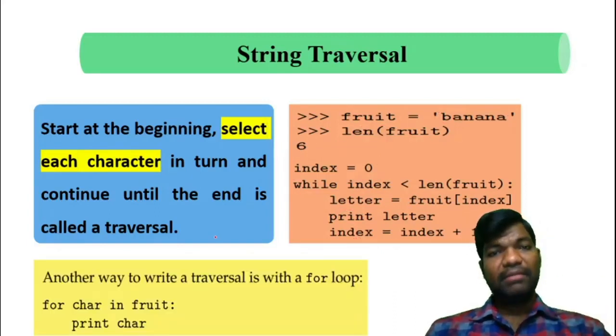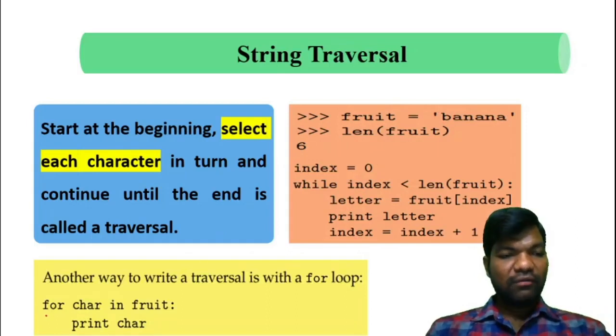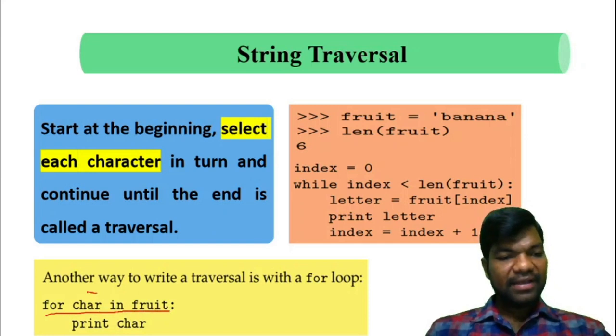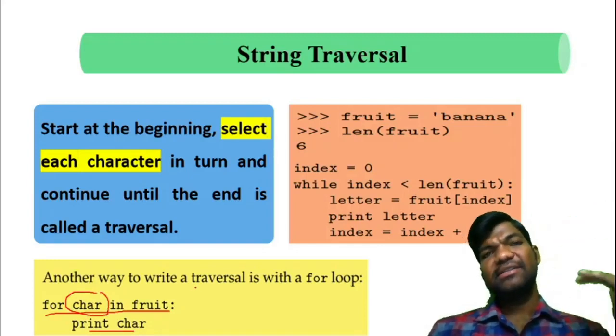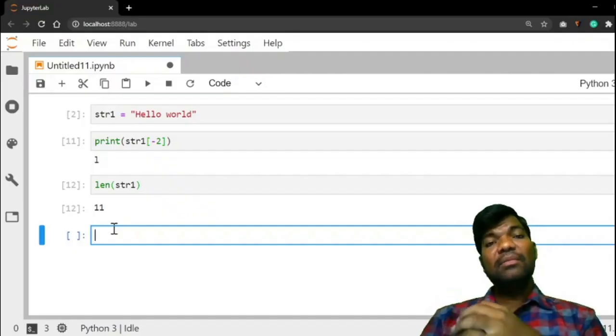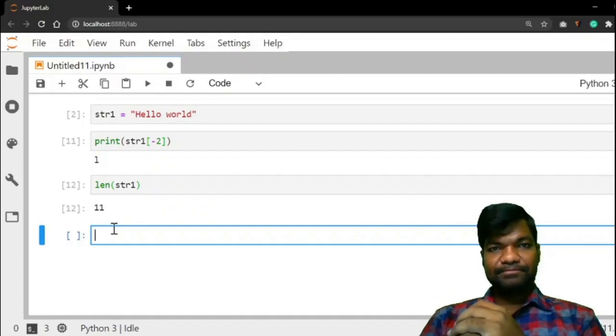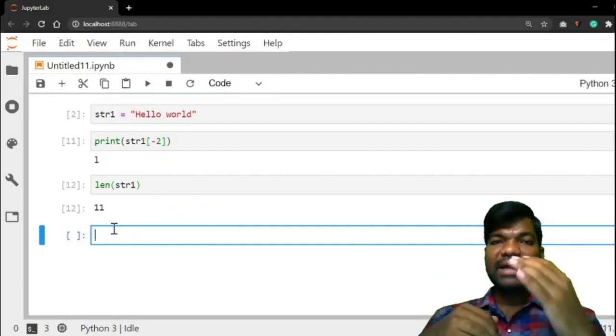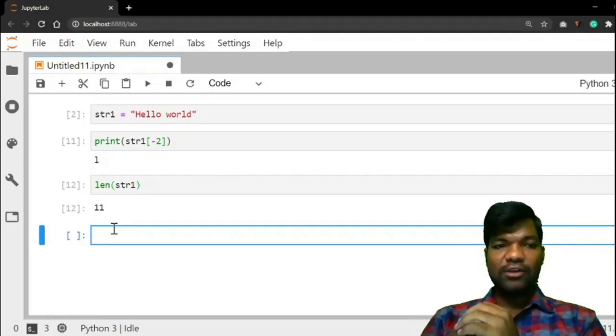Another one, by using a for loop. For char in fruit, right? char is another variable: for char in fruit, print char. So it will print all the characters in the string. Let's check these examples in Jupyter Lab. Next, coming to traversing: how to print each and every character by using a for loop and a while loop.